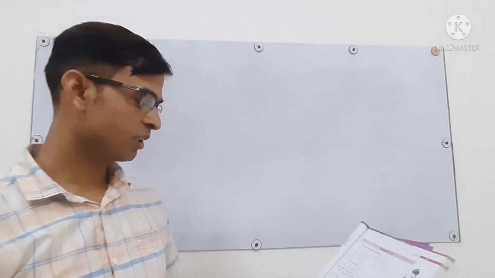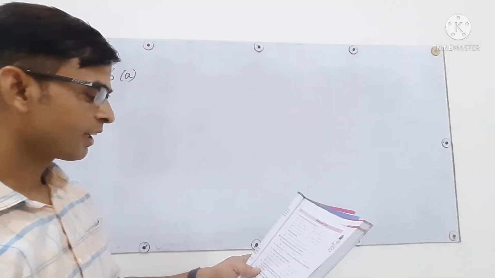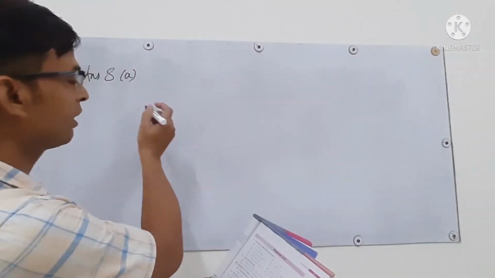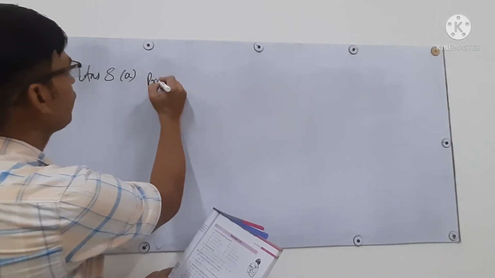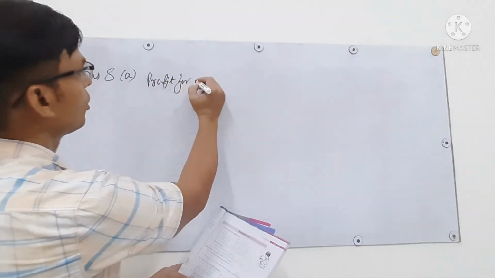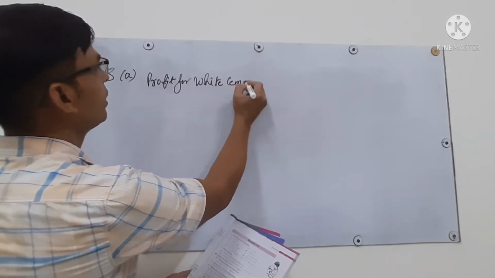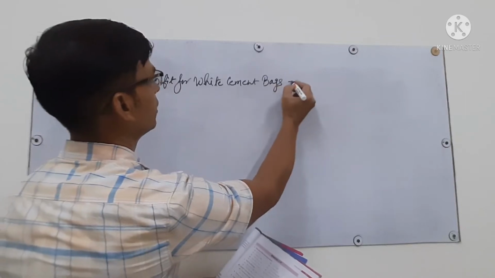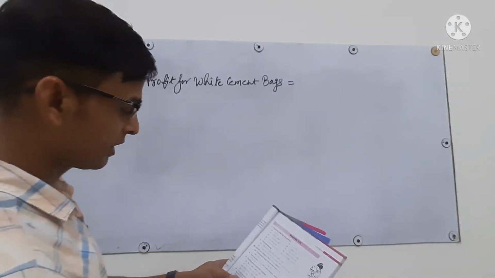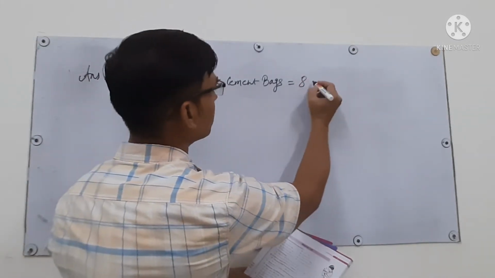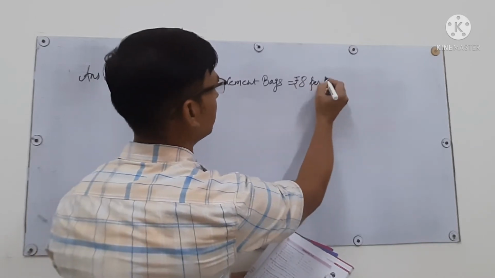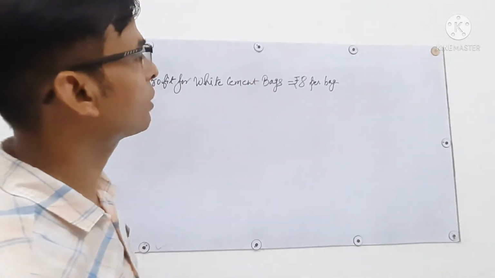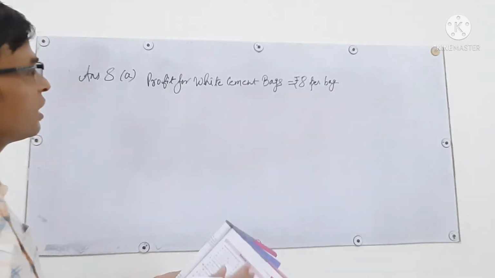Okay. So in the question, what is given here? It is given here that the company earns a profit of rupees 8 per bag if the company sold white cement. So we will write here profit for white cement bags. What will be the profit for white cement bags? It is given here 8, or you can write rupees 8 per bag. Okay. If the company sold white cement, then the company gets rupees 8 per bag profit. So what will be the profit after selling 3000 bags?